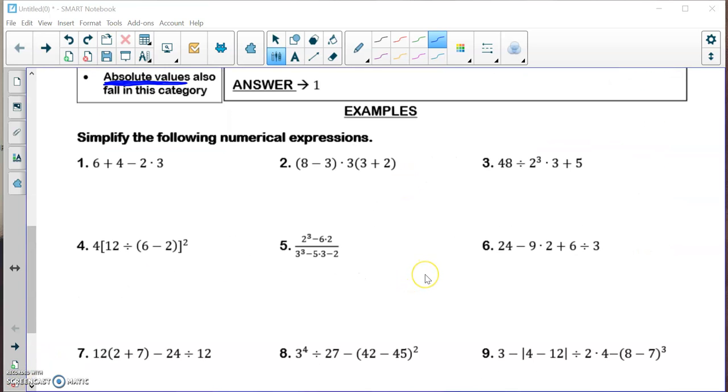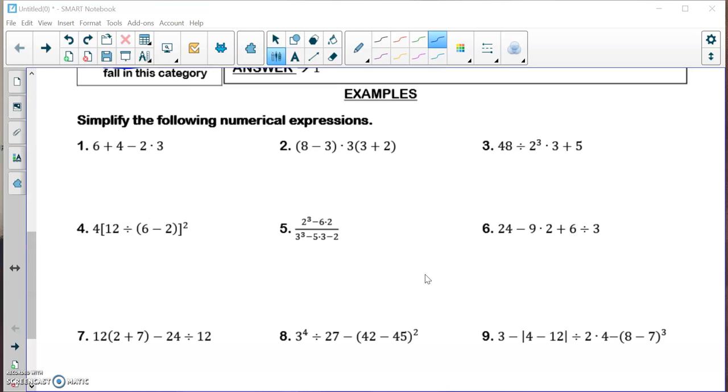Okay, we're simplifying the following numerical expressions, starting with number 1. There are no parentheses and no exponents. So we're going to jump straight into multiplication and division from left to right. The only multiplication and division that I see is this 2 times 3. Notice how I'm rewriting the 6 plus 4 minus. And now I'm going to actually simplify the 2 times 3 to get a 6.